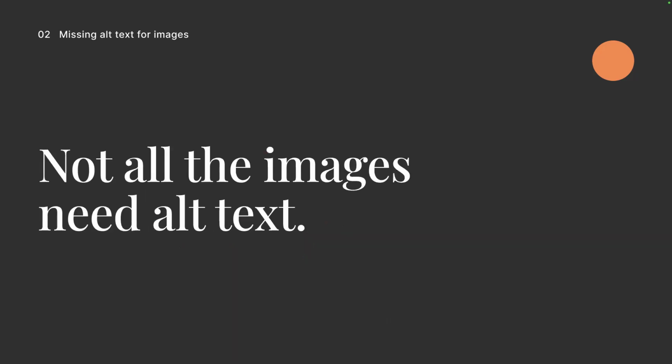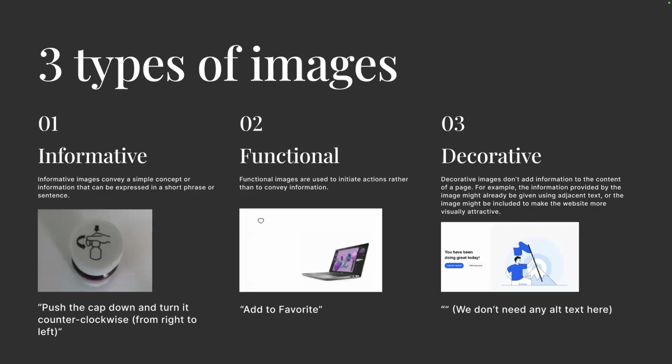That means not all images need alt text. I know it's a good practice, but not all of them need it. When it comes to accessibility, images generally fall into three categories: informative, functional, and decorative. Informative images convey some simple concept or information that can be expressed in a short phrase or sentence. We will need alt text for this scenario because there are some scenarios where we provide instructions for users on how to do things.